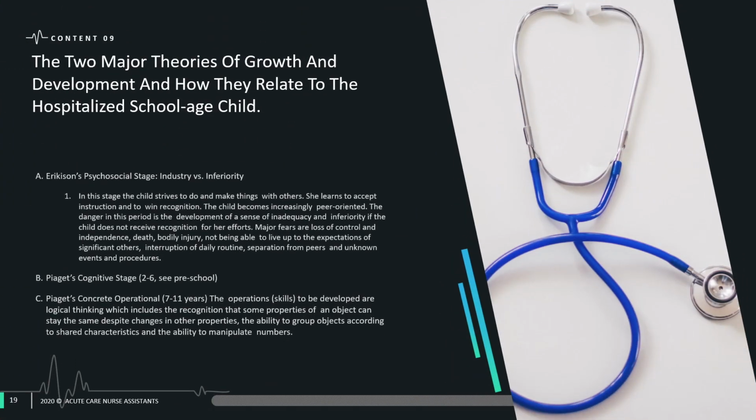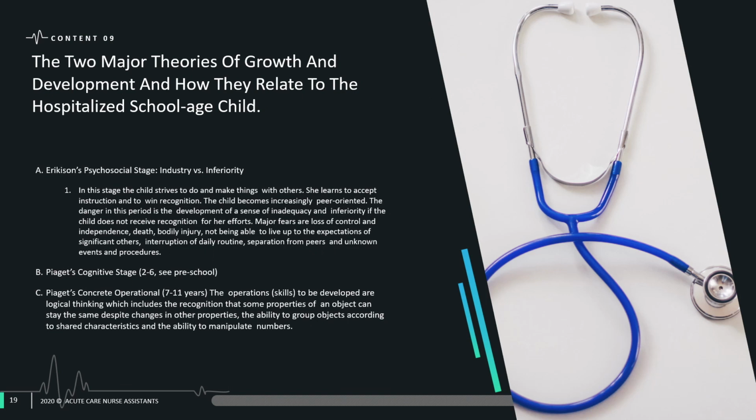Content 9. The 2 major theories of growth and development and how they relate to the hospitalized school-age child. Erikson's psychosocial stage: industry versus inferiority. In this stage, the child strives to do and make things with others. They learn to accept instruction and to win recognition.